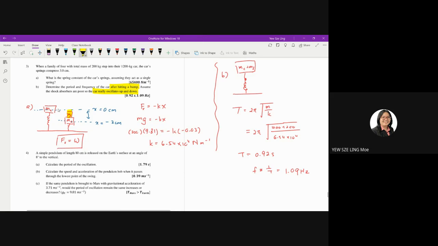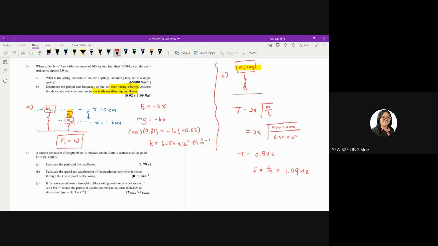So this is a very good question to show you the difference between the objects MC and MF. Questions A, you need to treat them as separate masses. Questions B, you need to combine them because now both objects are oscillating together. So this one, you treat as one object. Questions A, you just use MF.